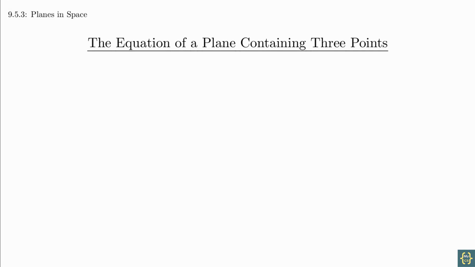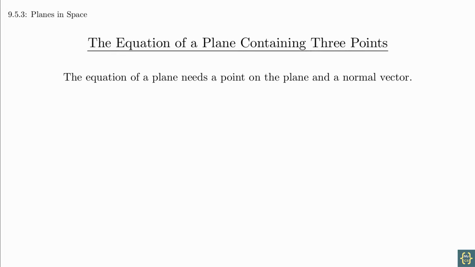Just as we often need to find the equation of a line, we're going to need to find the equation of a plane. And similar to finding the equation of a line, to get the equation of a plane, you need two pieces of information: a point on the plane and a normal vector to the plane. There are lots of different ways to get those two pieces, but those are the two pieces you need to be looking for.